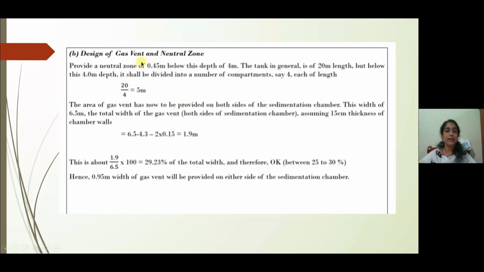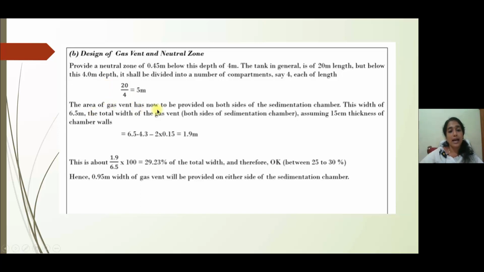Then design of gas vent and the neutral zone. Here, neutral zone is 0.45 meter below the depth of 4 meter and above the digestion chamber. The tank in general is 20 meter length, but below this 4 meter depth, it shall be divided into a number of compartments, say 4, each of length, that is 20 meter total length divided by 4 is equal to 5 meter. This you can see in the previous slide of section of Imhoff tank, that is figure B.